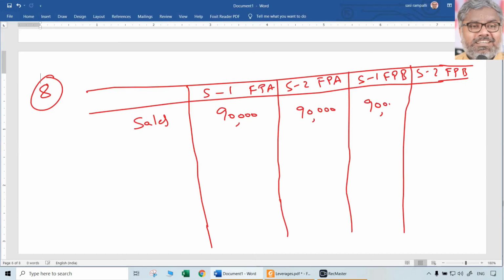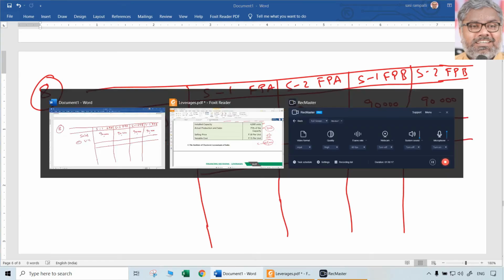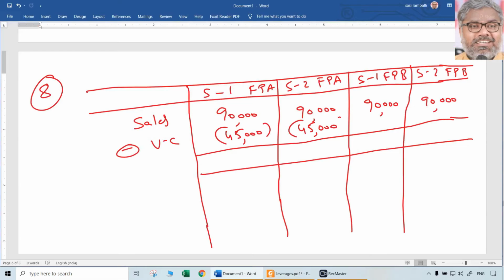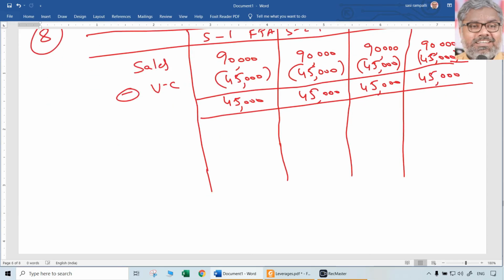Can't we start directly with contribution? Yes, we can. But again, only for elaborate presentation we are doing like this. Sales minus variable cost. That also will be same in all the cases. So variable cost is how much? 15 rupees per unit. So 3000 multiplied with 15 rupees, 45,000 is the variable cost. So naturally, contribution is going to be 45,000. That is contribution.